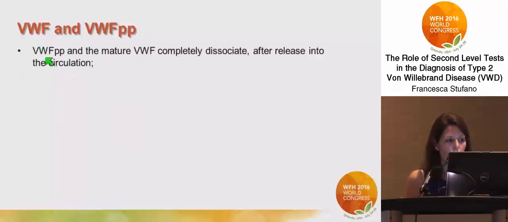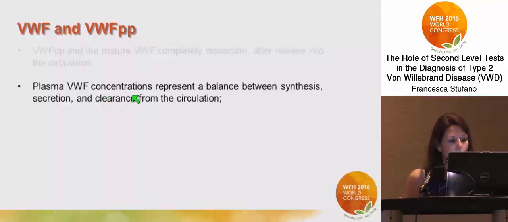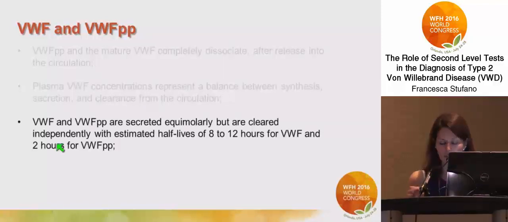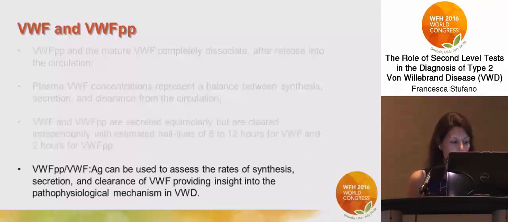Let's see the role of propeptide. Von Willebrand factor propeptide and the mature von Willebrand factor completely dissociate after release into the circulation. Plasma von Willebrand factor concentration represents a balance between synthesis, secretion, and clearance from the circulation. Von Willebrand factor and von Willebrand factor propeptide are secreted equimolarly, but cleared independently, with different half-lives: 8 to 12 hours for von Willebrand factor and 2 hours for propeptide.